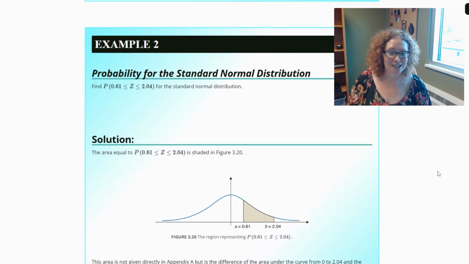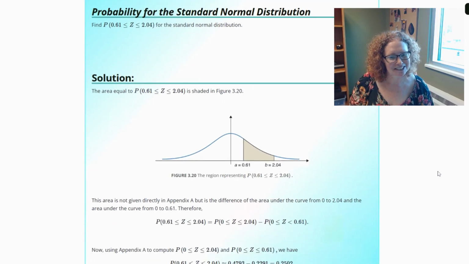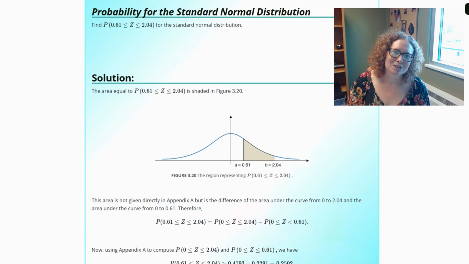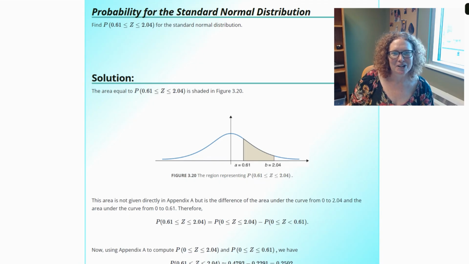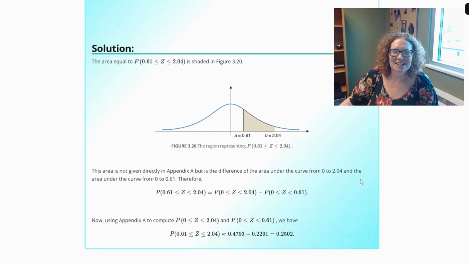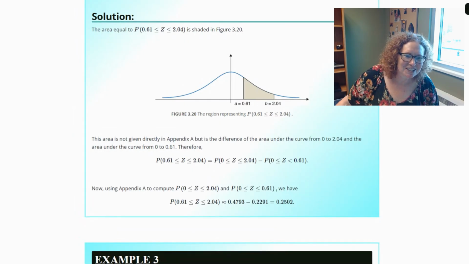Okay, let's do it again. Now it's a little different. We're finding the probability that 0.61 is less than or equal to z is less than or equal to 2.04. So what does that look like? Let's draw the picture. You see it here in the picture, and that's what we're looking at. We're looking at what is the point that the z would fall within, between 0.61 and 2.04.